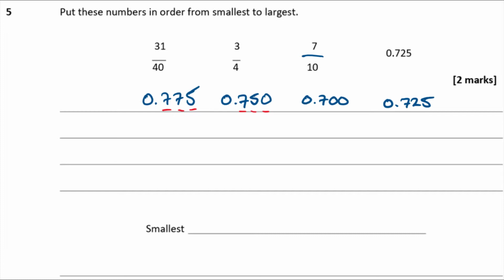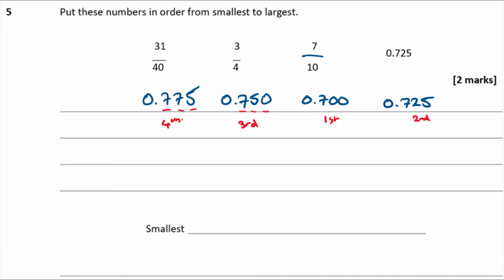Okay, so now they're written like that, it's really easy to put them into rank order. So the smallest is that one, then the next biggest is going to be that one, and then the next biggest is that one, and then the next biggest is that one.